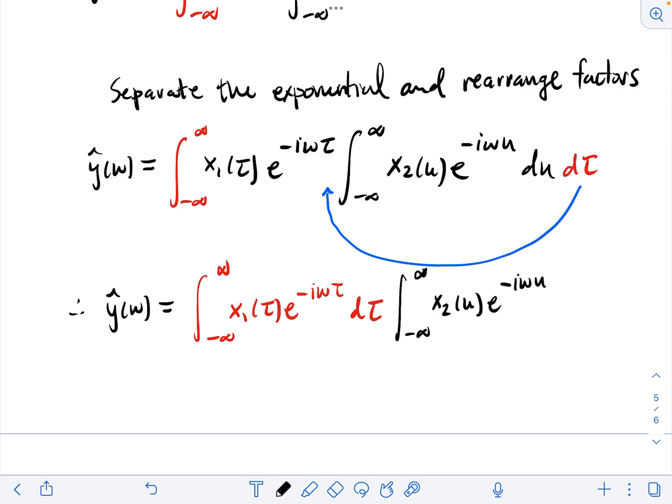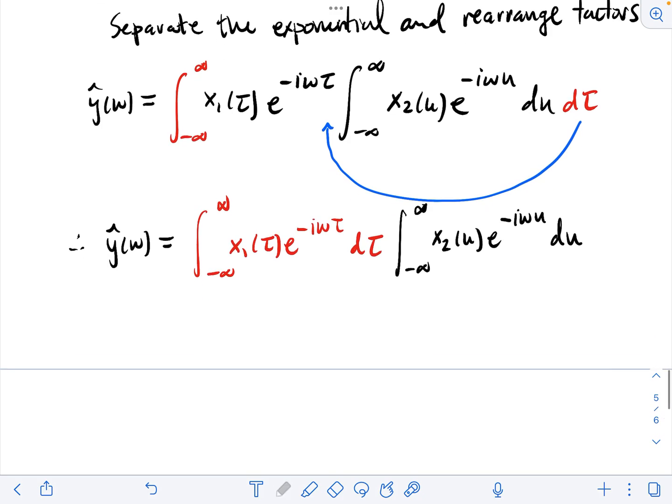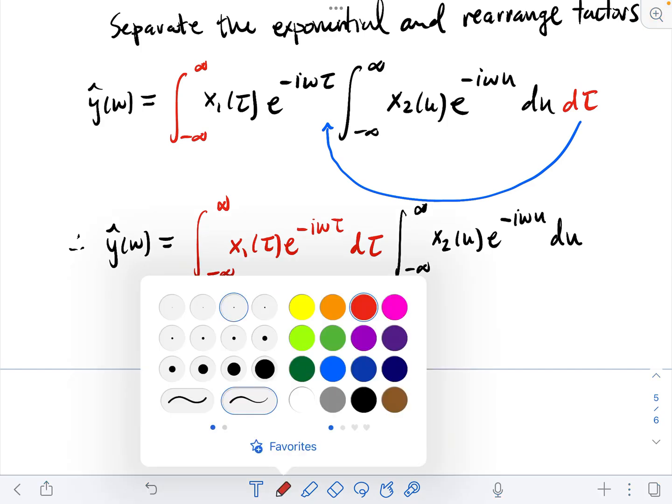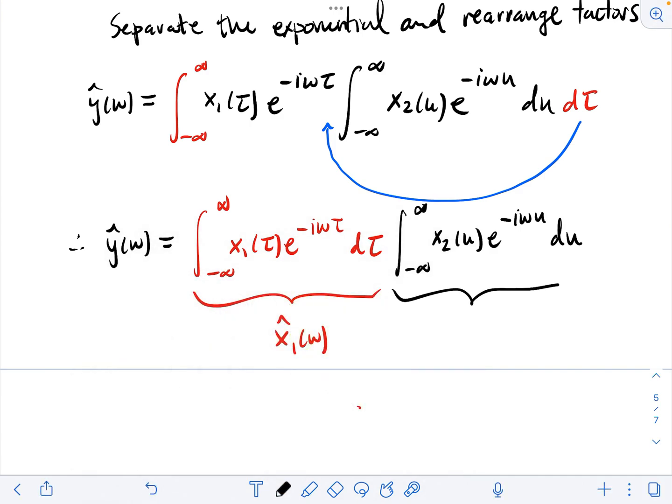And so you may recognize some of this stuff. This, by definition, is the Fourier transform of x1, and the result is going to be x1 hat of omega. And the black integral is by definition the Fourier transform of x2, and the result is x2 hat of omega.